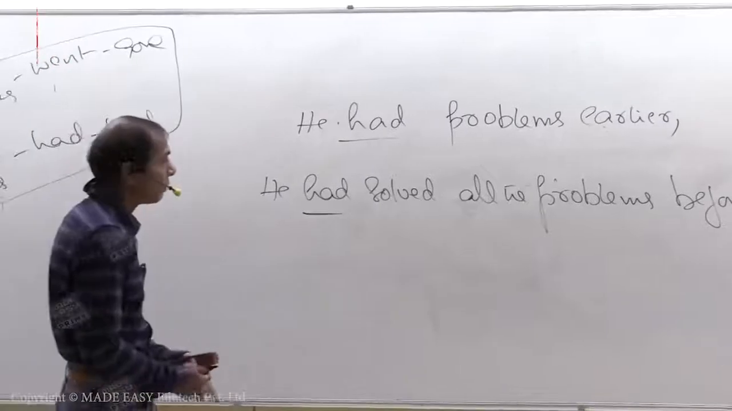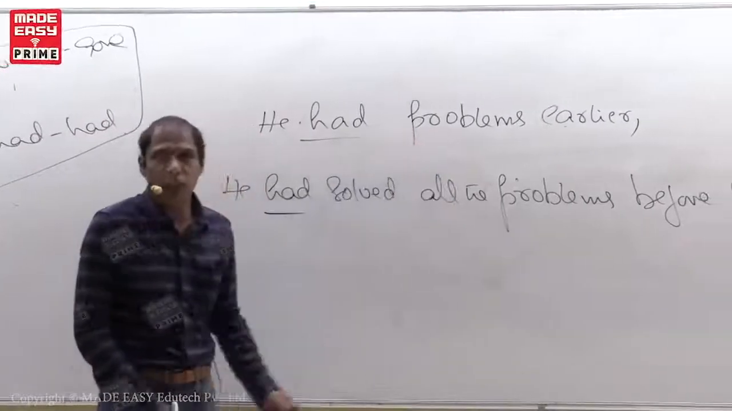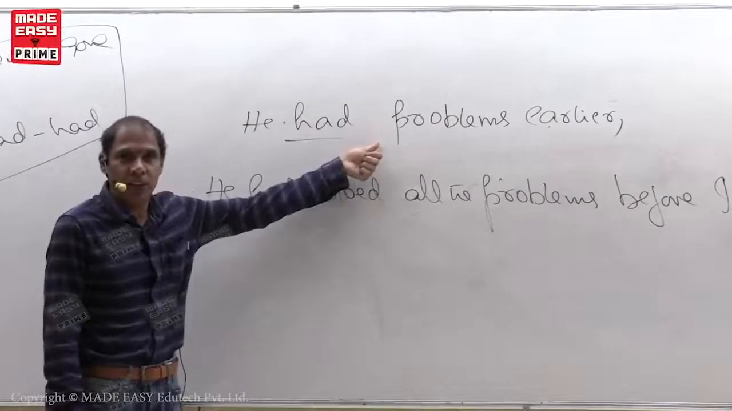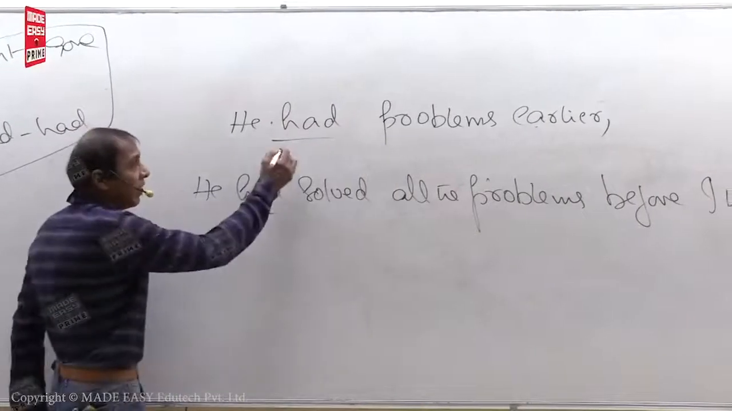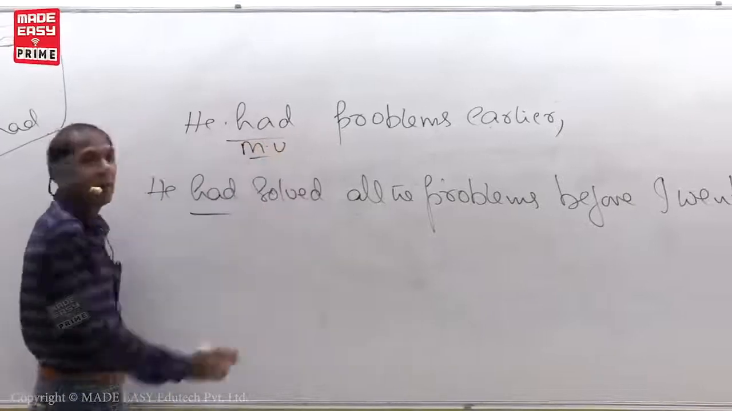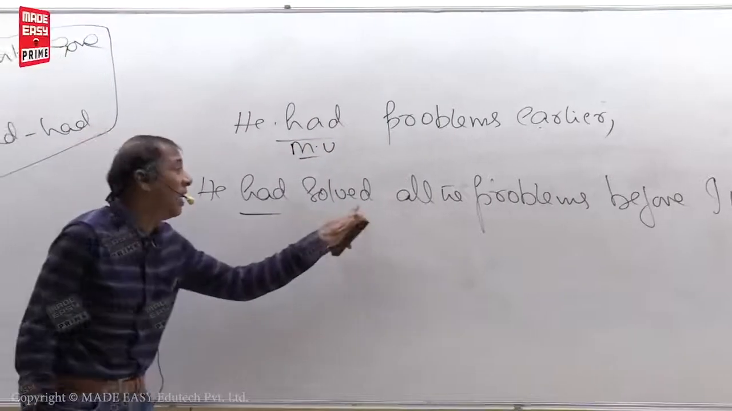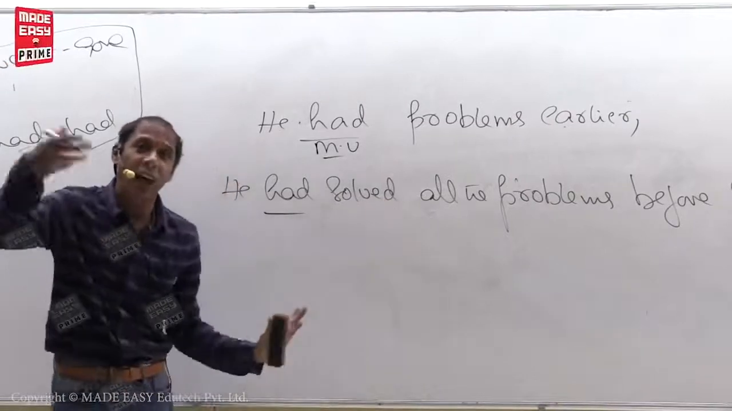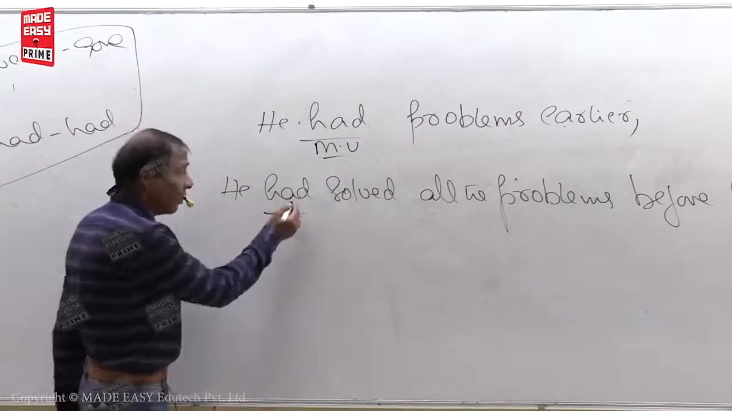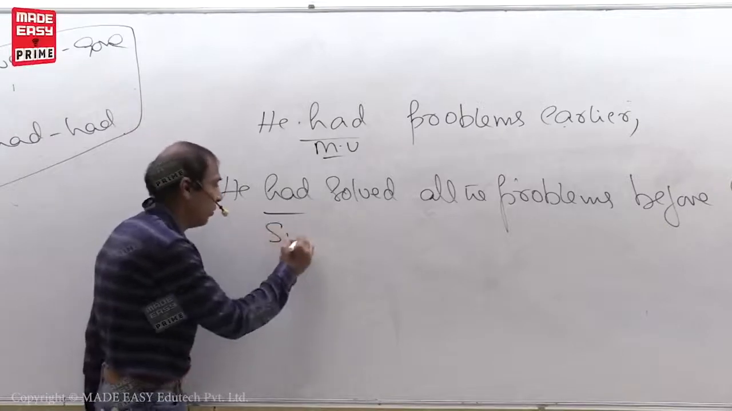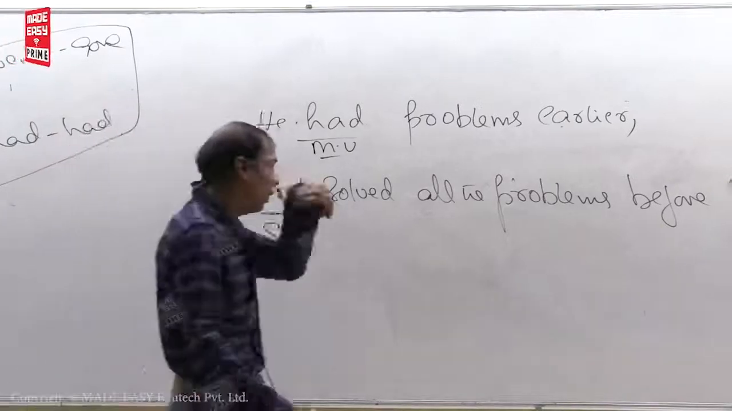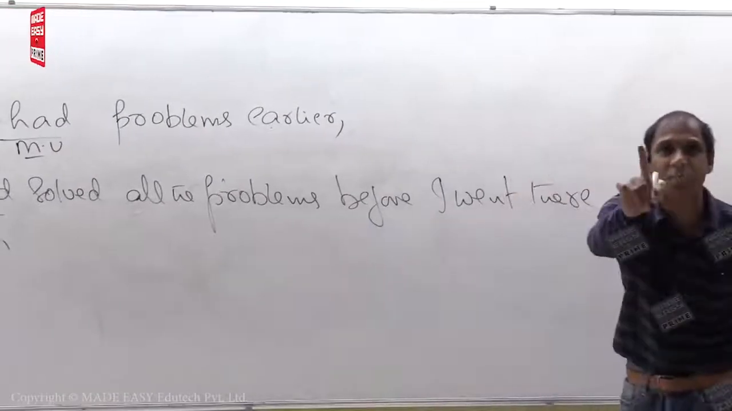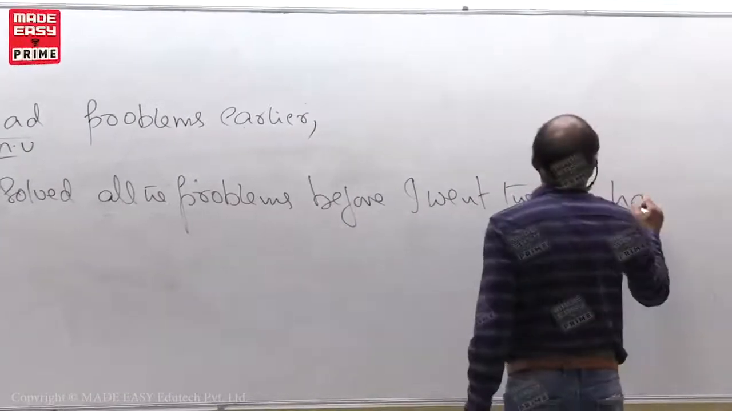Now see. He had problems earlier. There is no other verb in this sentence, so here had is acting as main verb. He had solved. Another verb is here in this sentence. If any other verb is there in the sentence, these three are side heroes, special verbs. Now, the statement is positive, so the question tag must be negative: hadn't he?